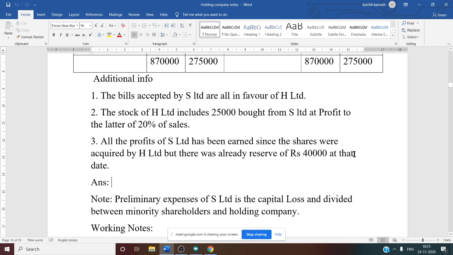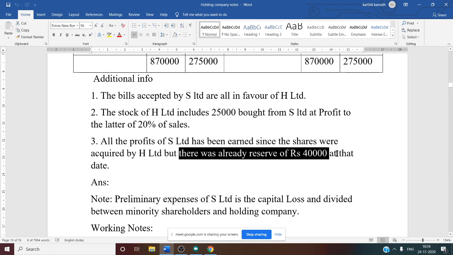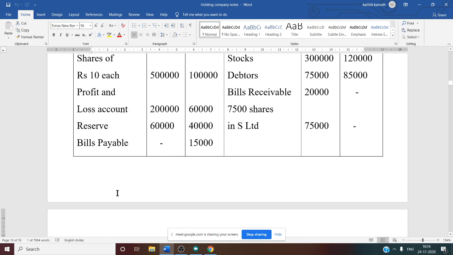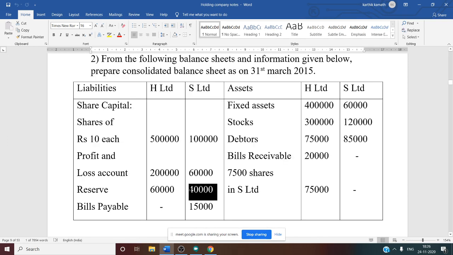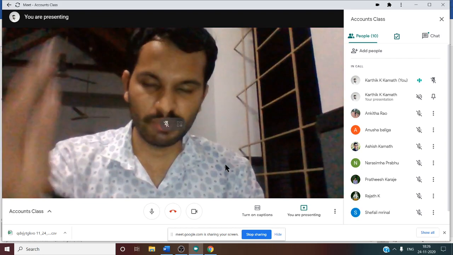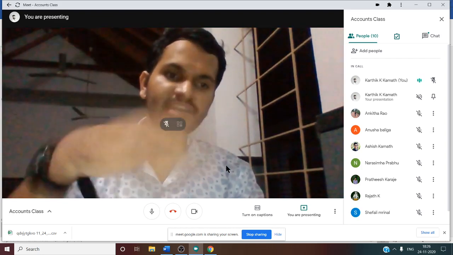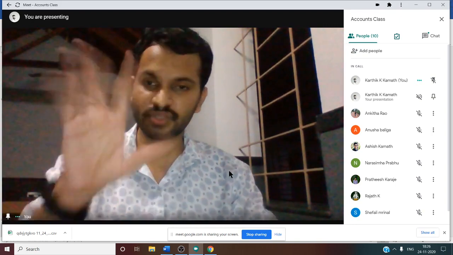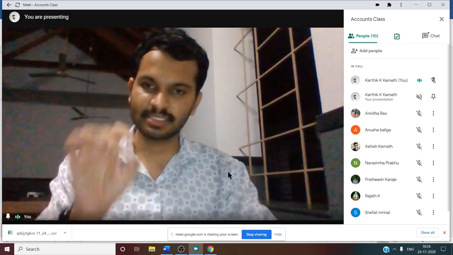Similarly, there was a reserve also, reserve 40,000 at that date, they said. There was already a reserve of 40,000 at that date, so now we have to look at the reserve. The subsidiary company reserve, if you see, is 40,000. So what they are saying is that at the time of preparing the balance sheet, 40,000 was there in S Limited's books. So it is nothing but pre-acquisition reserve. In this case, the entire 40,000 is pre-acquisition reserve. So what about post-acquisition reserve? Post-acquisition reserve is not there, nil.